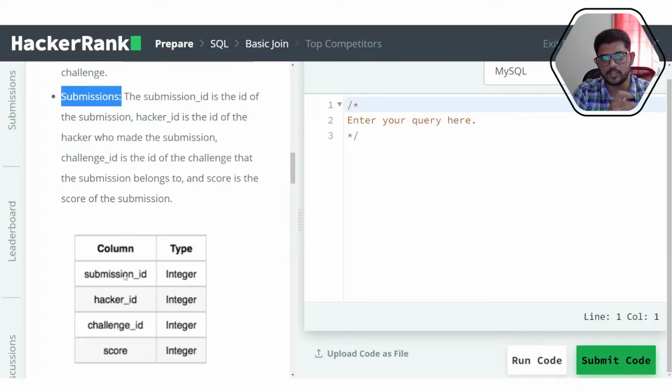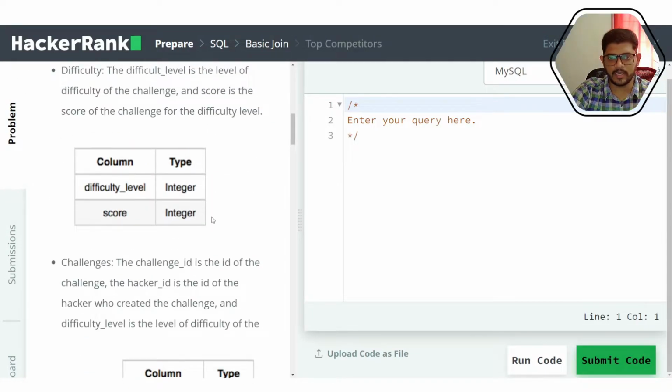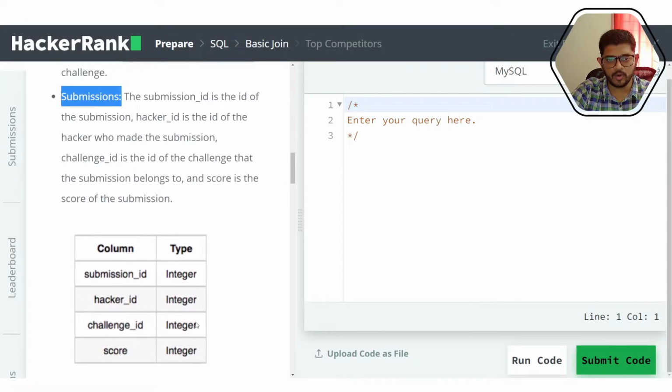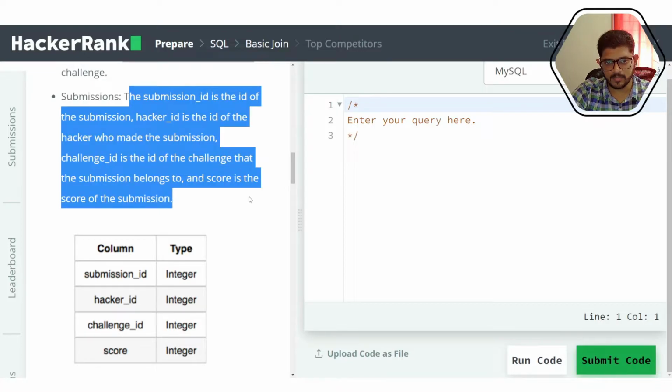Okay. And challenge ID is like every challenge, every problem will have an identification number, right? So it is that ID. And score is the score of this particular hacker only. It's not the maximum score. Maximum score can be found in the difficulty table. For this much difficulty level, we are going to award this much maximum score. Okay, so this is the score of that particular individual who made that submission. So these are the 4 columns in the submissions table.